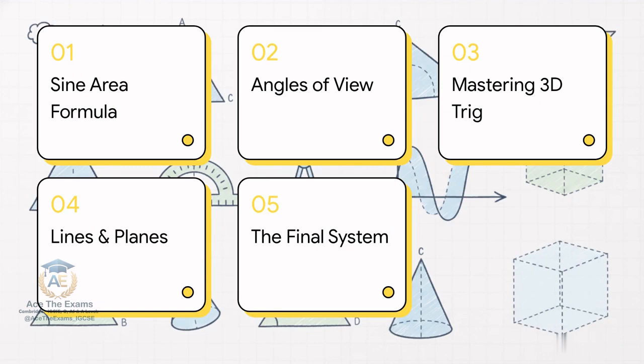So here is our roadmap for the explainer. Level 1 is the sine area formula. Level 2, angles of view. Level 3, mastering 3D trigonometry. Level 4, lines meeting planes. And finally, Level 5 is the final system. We are going to level up systematically, starting from flat 2D paper problems and building all the way up to highly complex 3D spatial reasoning.